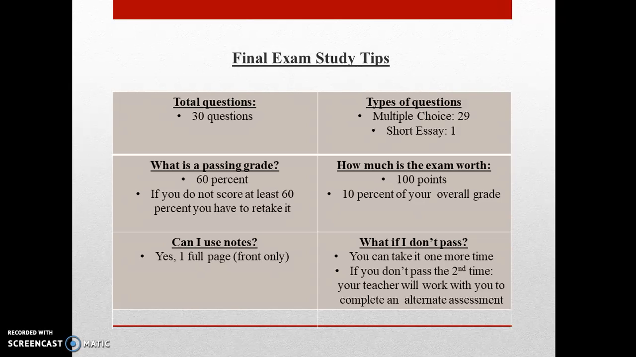So this page you see here is final exam study tips. It tells you how many total questions there are on the final exam, which is 30. The types of questions. Notice that there's only one short essay question, which is pretty nice. What's considered a passing grade? How much the exam is worth? If you can use notes, and the answer is yes, one full page. And what happens if you don't pass? So if you need to review this a little bit longer because you don't know any of this information, pause the video here, read through, and contact me if you have any questions. So these, again, are just general study tips for the final exam.